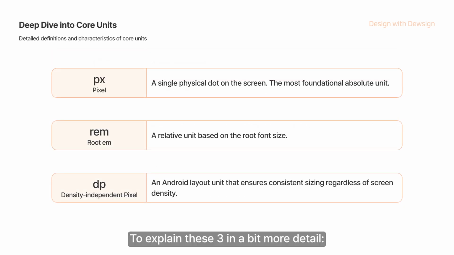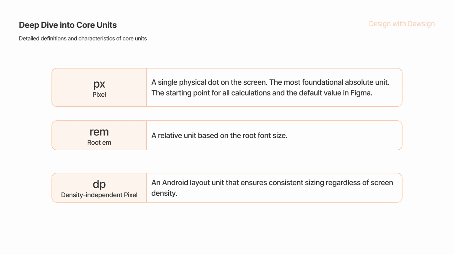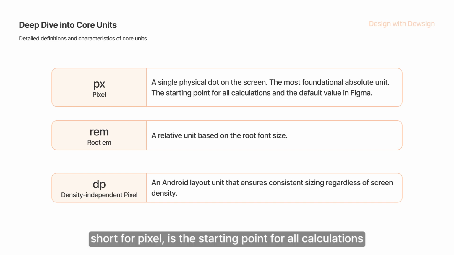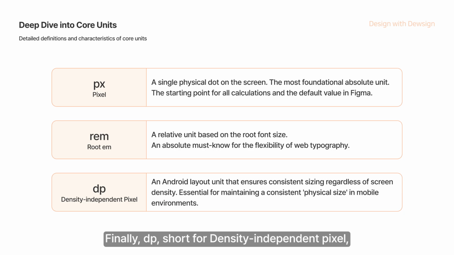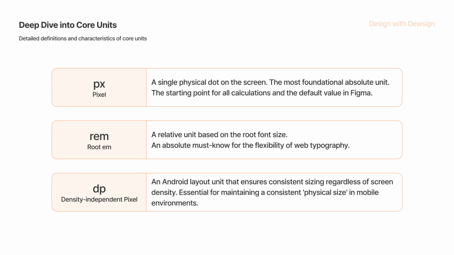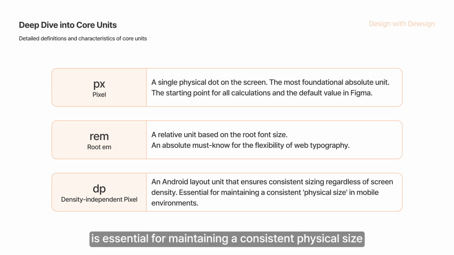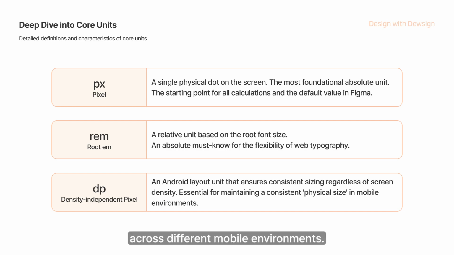To explain these 3 in a bit more detail, PX, short for pixel, is the starting point for all calculations and the default value for working in Figma. Next, REM stands for root EM, and it is an absolute must-know for ensuring the flexibility of web typography. Finally, DP, short for density-independent pixel, is essential for maintaining a consistent physical size across different mobile environments.